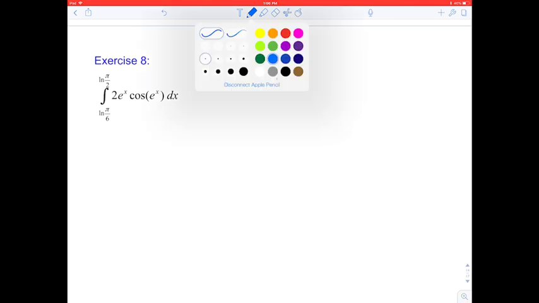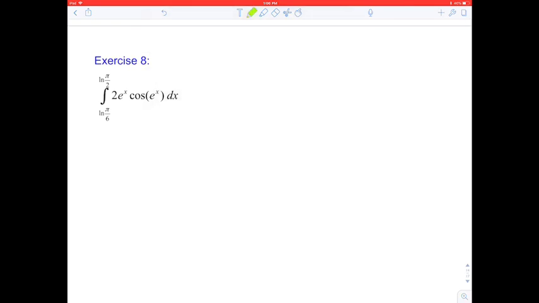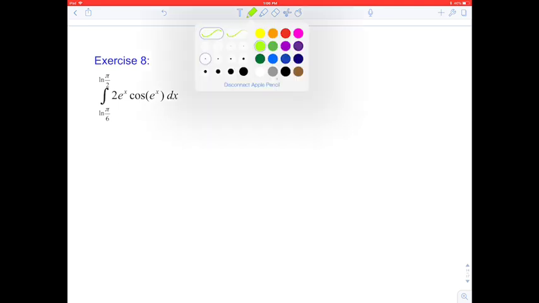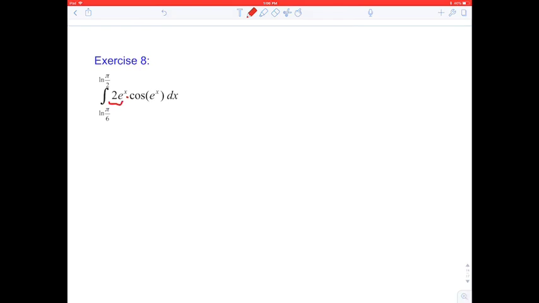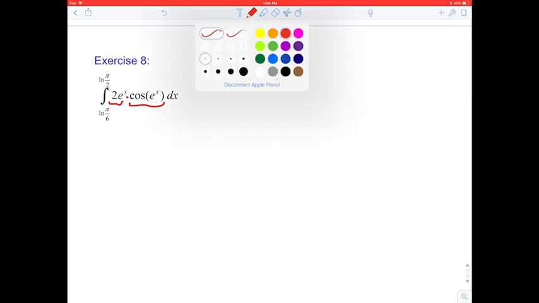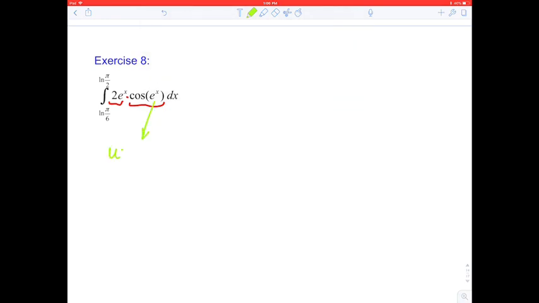Exercise number 8. Integral of 2e to the x times cosine of e to the x. That means, again, I do see a product. I see one function and a second function. And the second function looks more complex, it is a compound function. That means the first guess should always be the inner function as u. I'm just trying to re-explain the u substitution. Looking at two functions, we're focusing on the compound function and pulling out the inner. That should always be our first guess for u substitution. Let's see if this works.